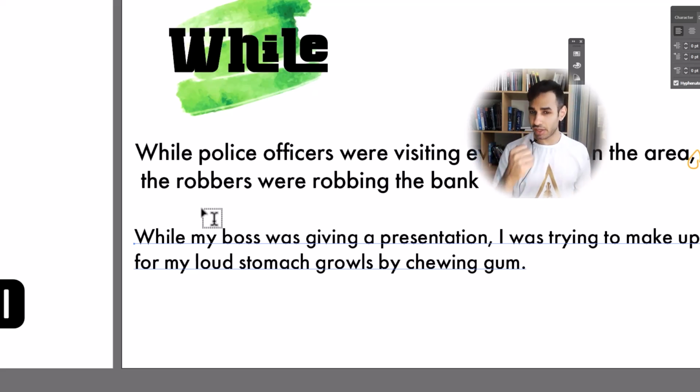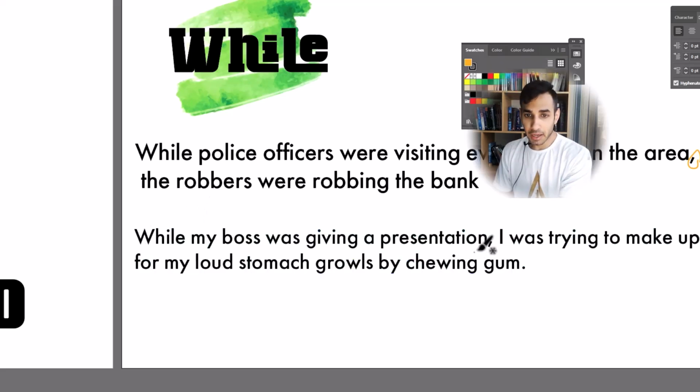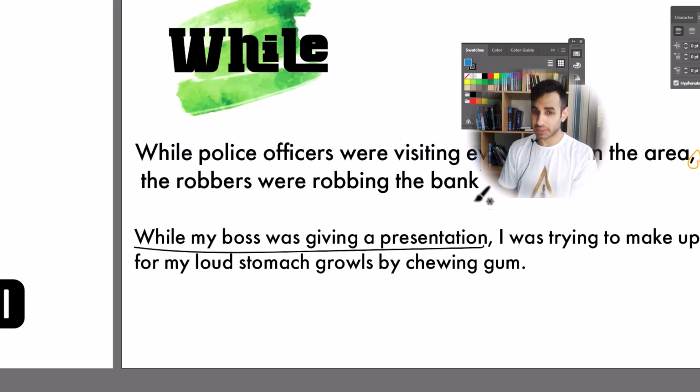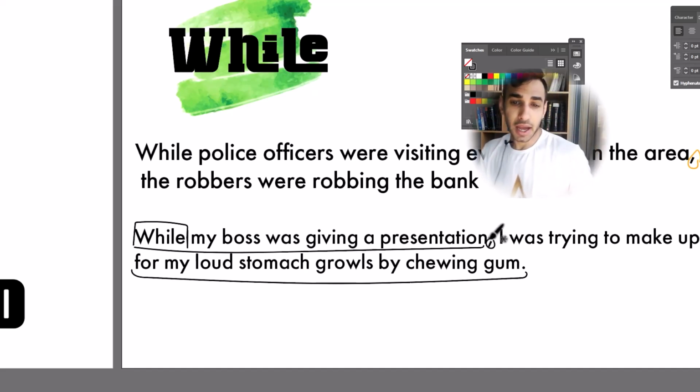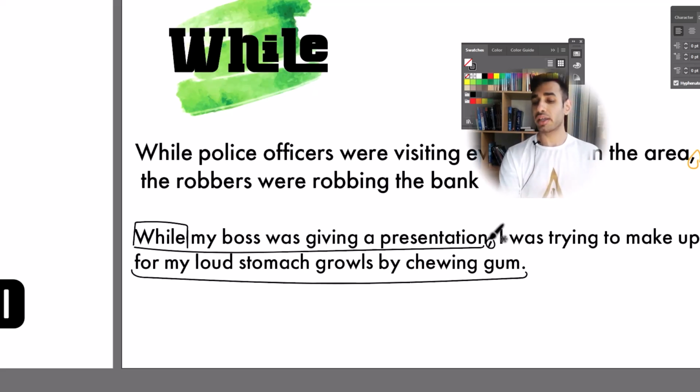My boss was giving a presentation. My boss giving a presentation, this is something serious. And the second clause, trying to make up for my loud stomach growls by chewing gum, this is something silly. And this while here shows a contrast between these two clauses. And pay attention to this comma. We separate two clauses that are in contrast to each other with a comma.